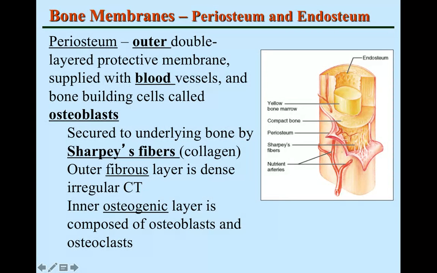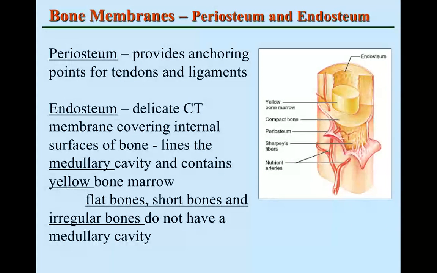We're also going to have bone building cells involved in here called osteoblasts. You can always remember blasts build bone, osteoblasts build bone. Okay. And you can see that your periosteum is also made up of dense, irregular connective tissue there. So it's going to be nice and strong.